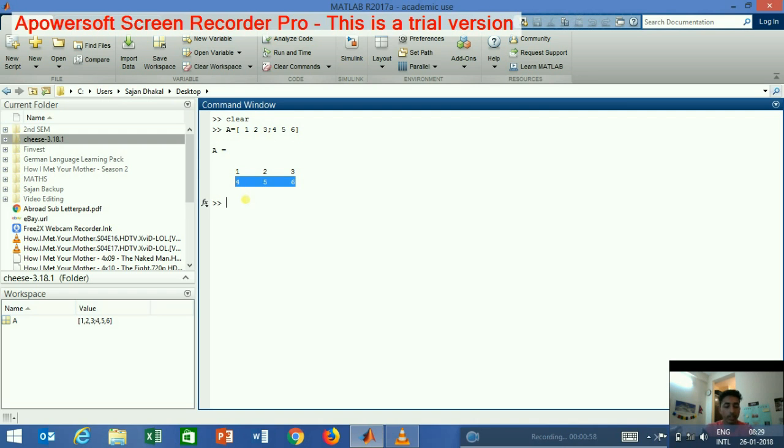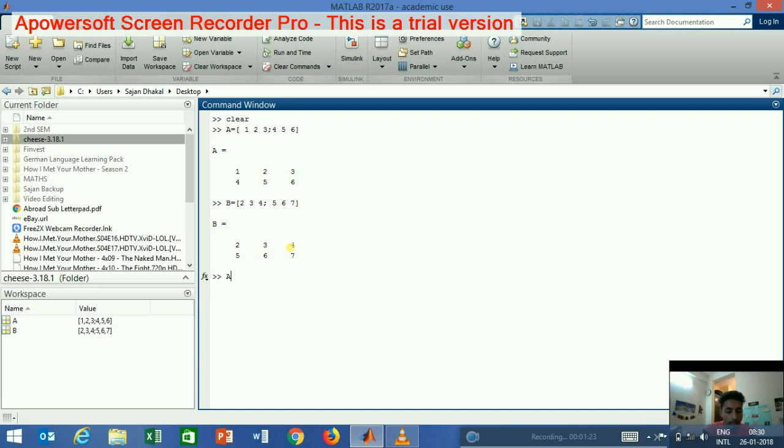Now we can define another matrix B. B equals 2, 3, 4, 5, 6, 7. Let's say this. Okay, our B is also defined over here. Now we're going to do some simple basic things, matrix multiplication and addition.